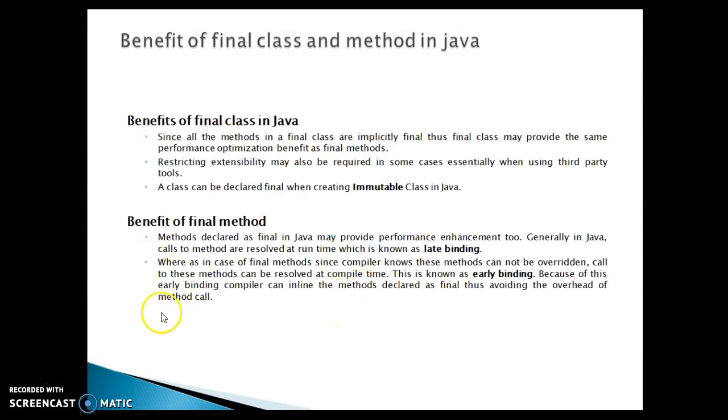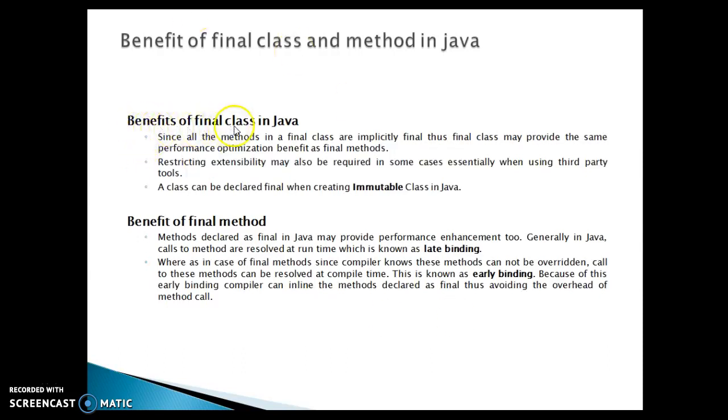Generally in Java, calls to a method are resolved at runtime, which is known as late binding or dynamic binding. But in the case of a final method, since the compiler knows these methods cannot be overridden, calls to these methods can be resolved at compile time. This is known as early binding. Because of this early binding, the compiler can inline the methods declared as final, thus avoiding the overhead of the method call, and that's why the performance of a final method is better.